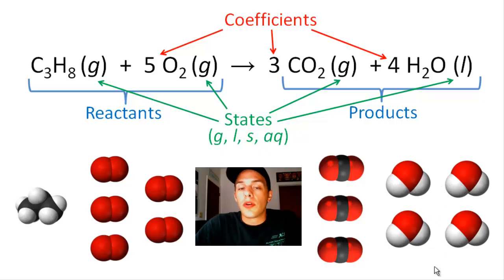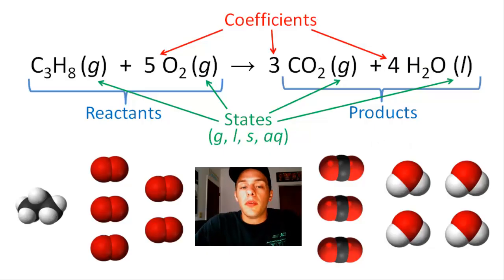And I would certainly encourage you to pause this video and count the number of carbons, the number of hydrogens, and the number of oxygens on each side so you can confirm for yourself that they are indeed equal. So how did we come up with these coefficients? I already had them written down in this example, but how do we balance a chemical equation?